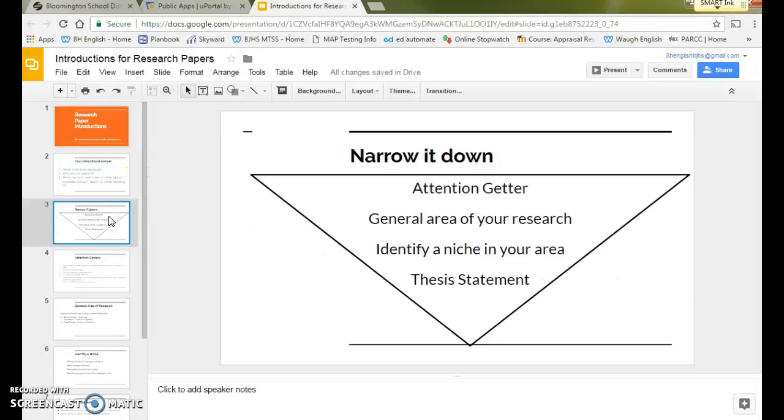A good way to do this is known as the narrowing down method or the funneling method or the focusing in method. That involves taking a general concept and just like we did with the flashlight, that was a floodlight, we narrowed it down and we got it to something that is much, much more specific. So we can do this by first getting your reader's attention and then talking about your general area of research, and then identifying a niche in your area, and then finally ending with your thesis statement.